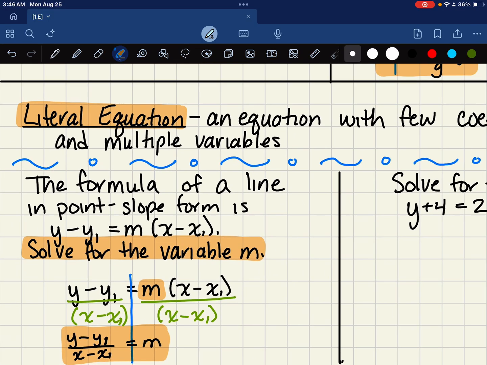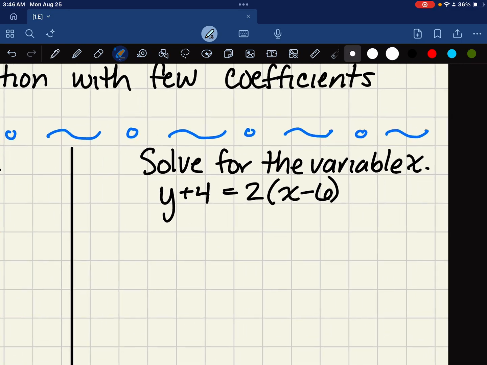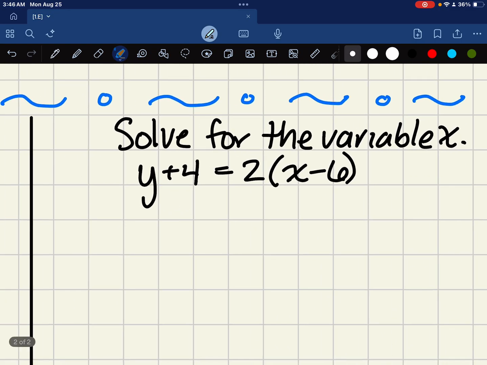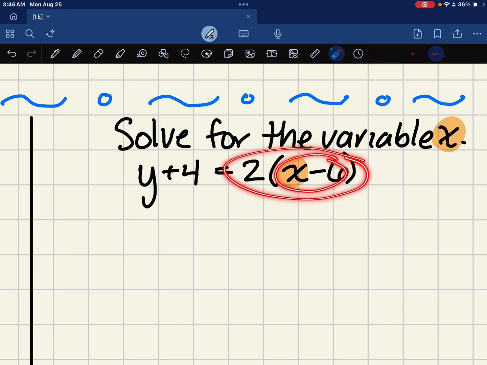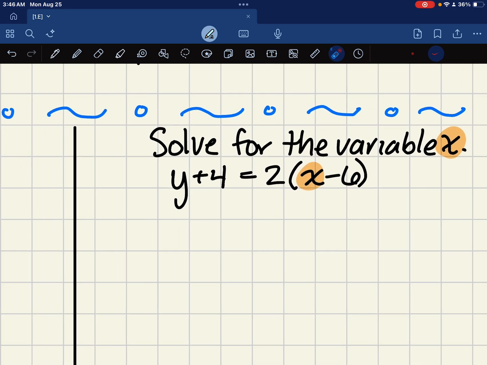All right. So now for you guys, as an exit ticket, you guys need to solve for the variable x. So I'd like you guys to use the onion method. If you guys struggle with the onion method, there's your onion. I'd like you guys to try to get x by itself and then show it to me in your notes.